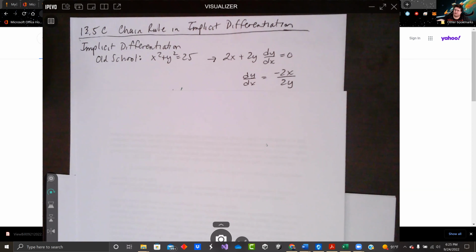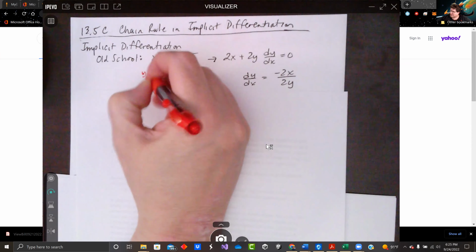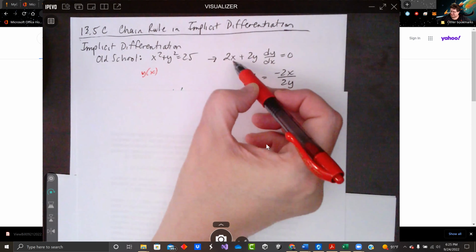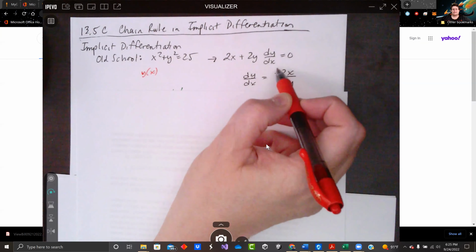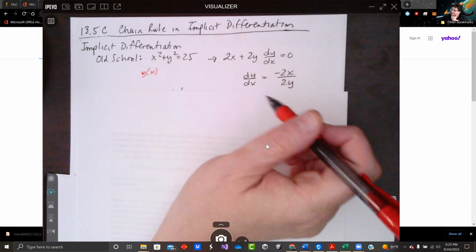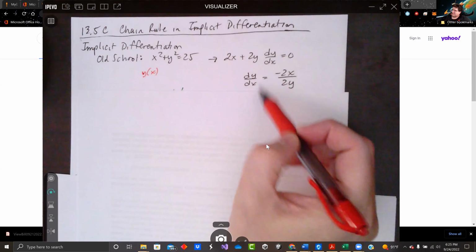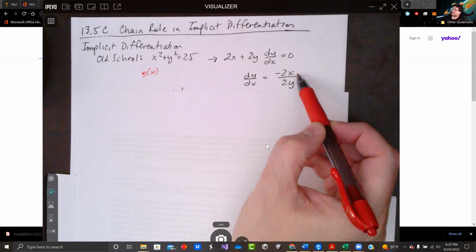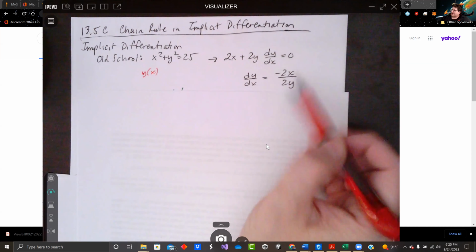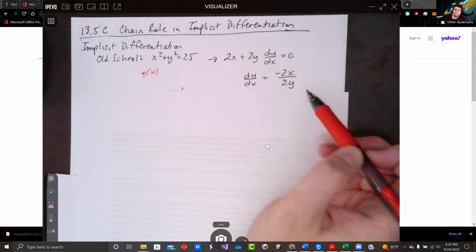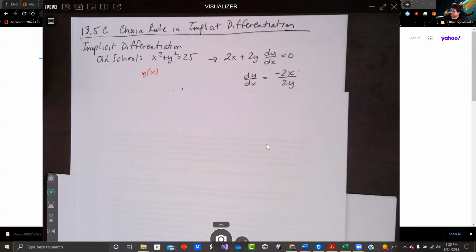We can treat y as a function of x. Then the derivative of this with respect to x is 2x plus 2y times dy/dx, and the derivative of the right side is 0. So we solve for dy/dx, and it's negative 2x over 2y. This kind of pattern shows up a lot while we're doing this. We're going to have some negative component on the top with some positive component on the bottom. And it's related to derivatives.